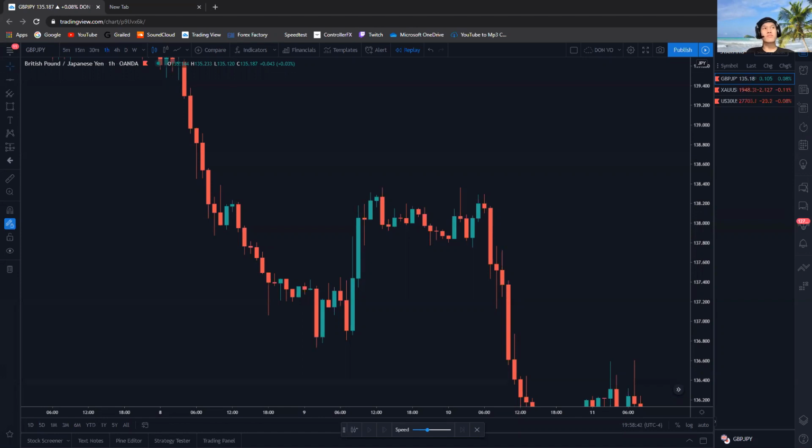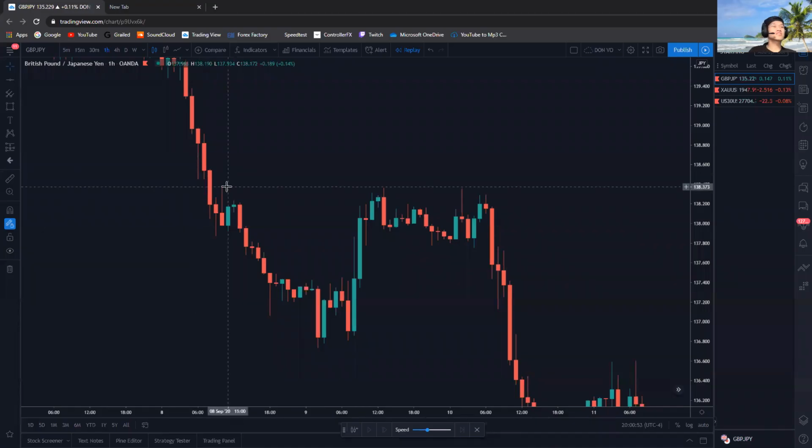Alright, so aside from that, let's take a look at this simple Forex basic strategy. The first step is to look for your support and resistance levels. And that may sound very simple, but there's actually a lot more to it.